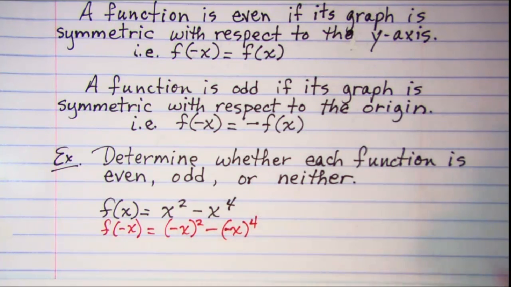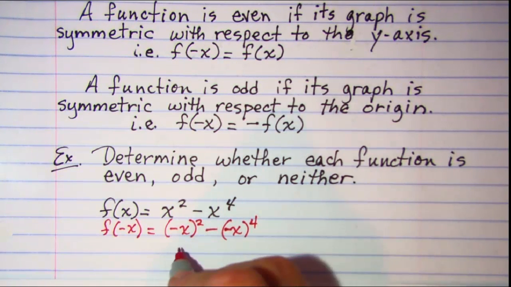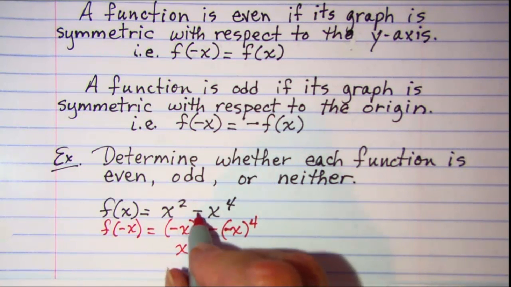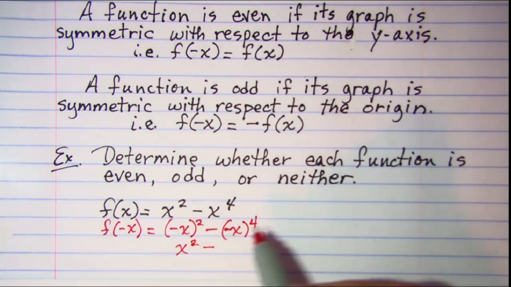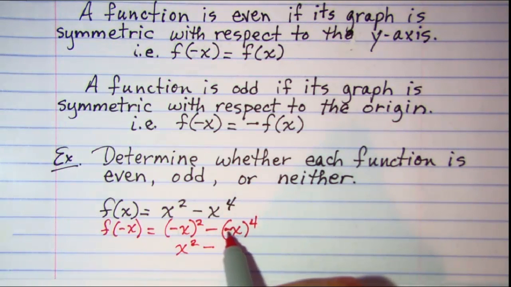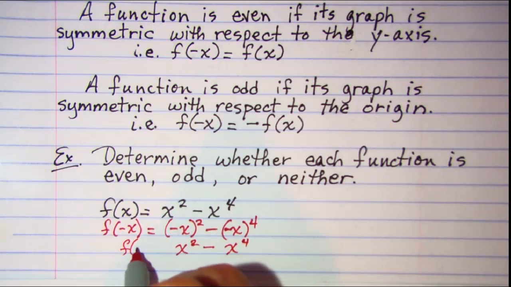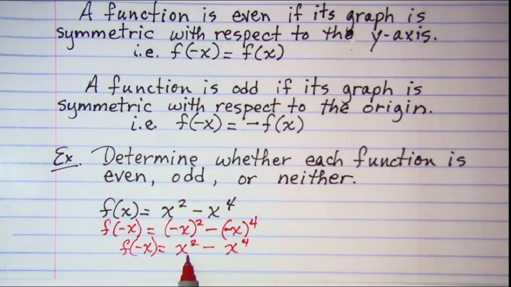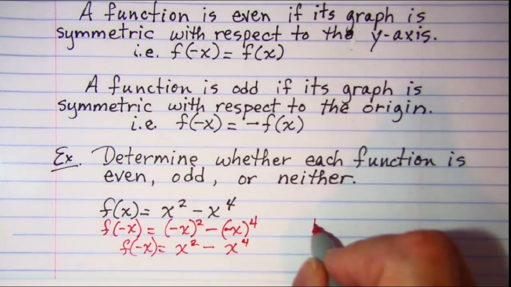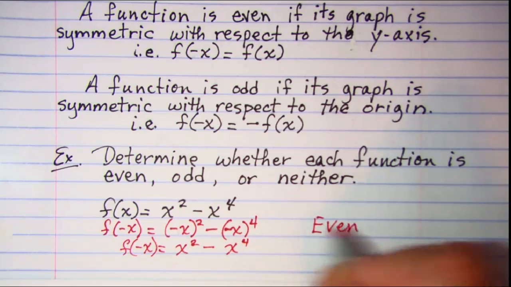Okay. So when I square negative x, I still get x squared. And then my minus is the operation between the two terms. And when I raise negative x to the fourth power, I get x to the fourth power. So we can see that f of negative x is equal to f of x. So this function is an even function.